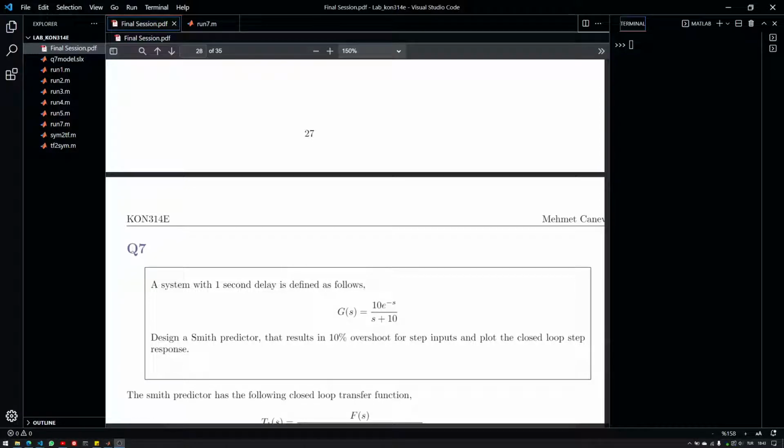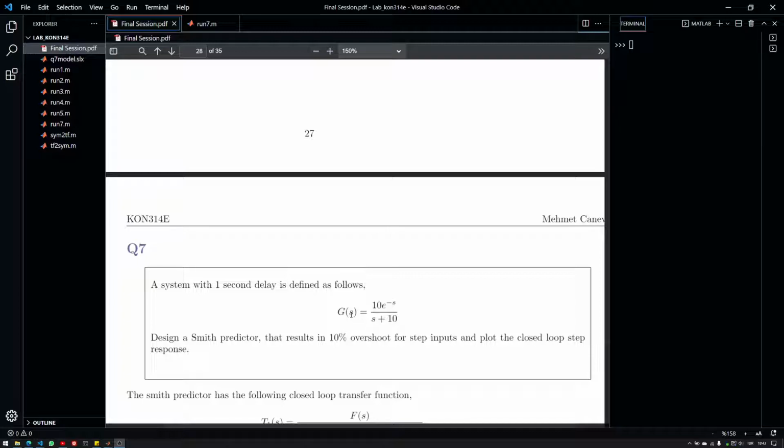This is question 7. Here we have a system that we've looked at in question 6, and we have a 1-second delay in our system. The problem is to design a Smith predictor that results in 10% overshoot for step response, basically. The Smith predictor is a very useful method, and it resembles the model matching methods that you might already know.